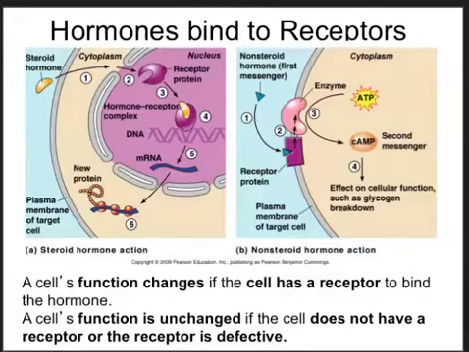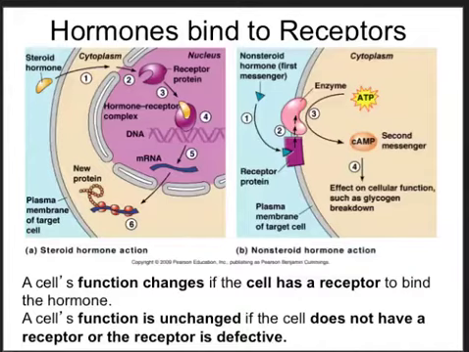And when that happens, it'll produce a change in the target tissue, causing it to perhaps grow, perhaps make a novel gene product, a special protein, or to activate a certain series of enzymes. All of these are possible responses in target tissue. So a cell's function changes in response to a hormone if it has a receptor for that hormone. Just like a key will only fit one lock, a hormone will only bind to a specific receptor. A cell's function is unchanged if the cell lacks the receptor for that hormone, or if the receptor isn't made properly.